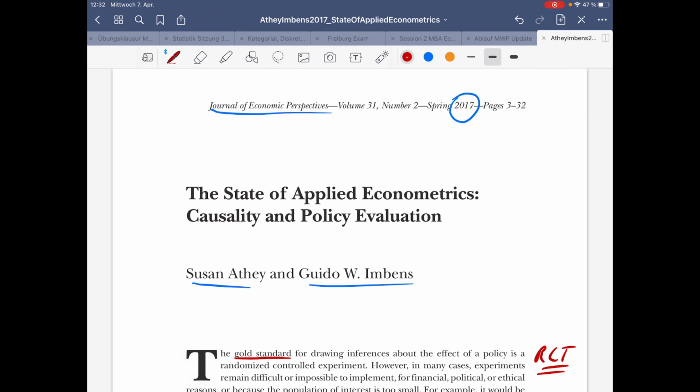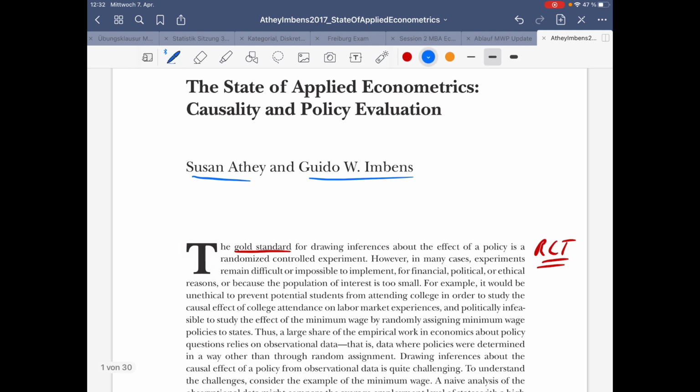However, randomized control trials pretty often turn out to be too difficult or even impossible to implement, not only for financial reasons, they're quite expensive, but also for political reasons. For example, policymakers are reluctant to deny access to a control group if potential voters think that this would be a nice program for them. Ethical reasons also play a role: if you deny access to something which is potentially good, like a drug, then this is unethical. And also the population of interest might be too small. This is the main reason why we pretty often refer to observational data in economics.